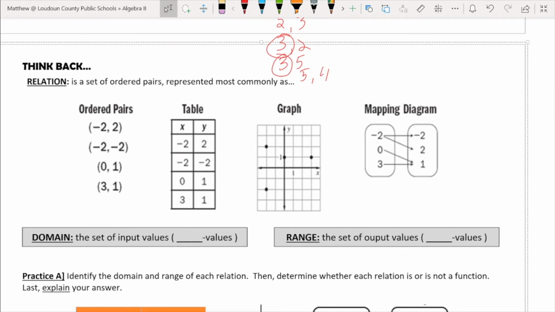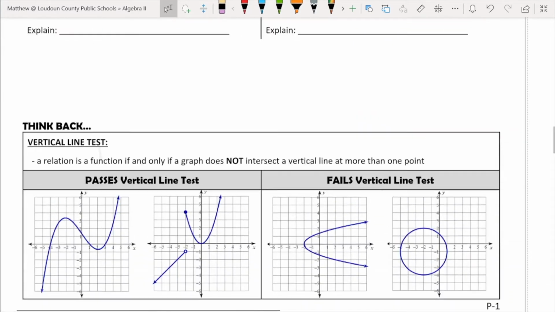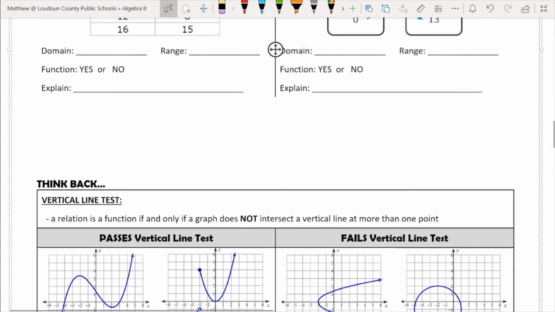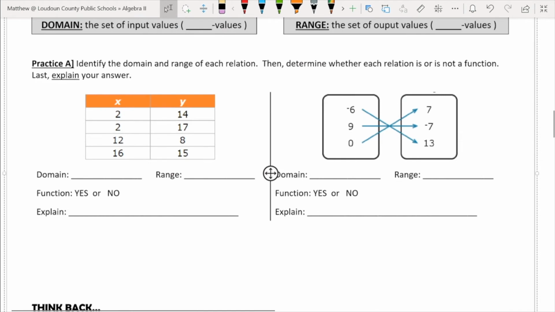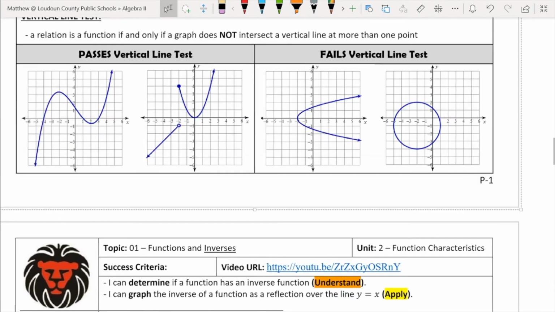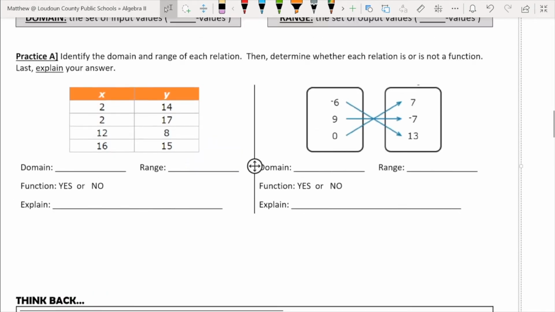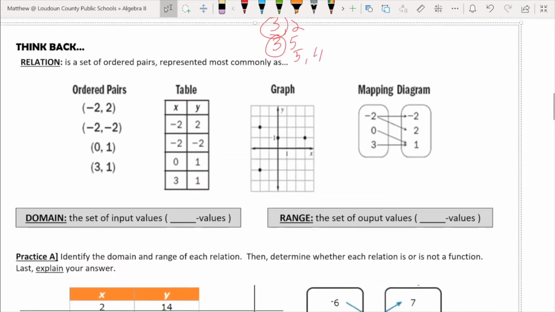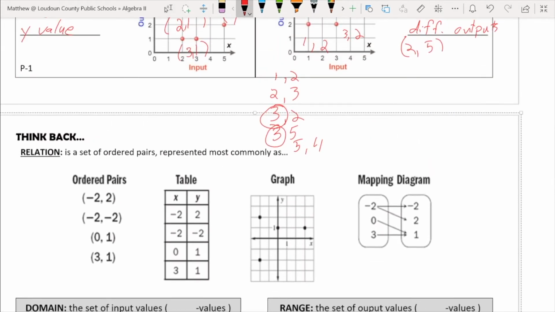Okay, so a relation is a set of ordered pairs represented mostly as these things, right? So you have ordered pairs, table, graph, and mapping diagram. Those are the four things we're going to look at when you're looking at a function.